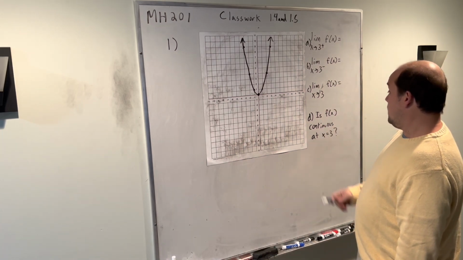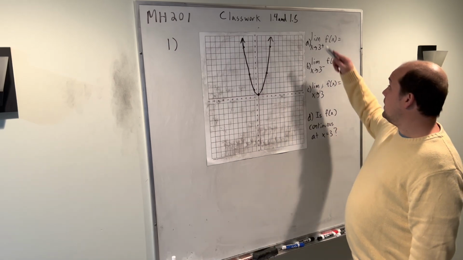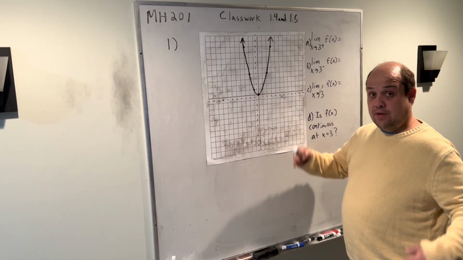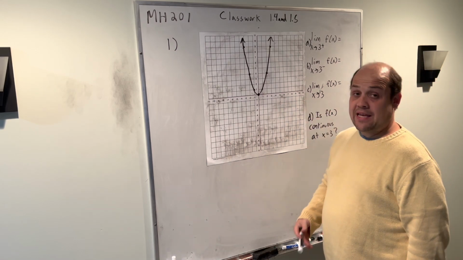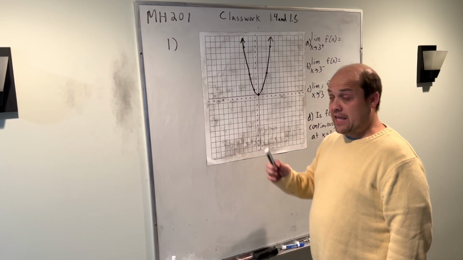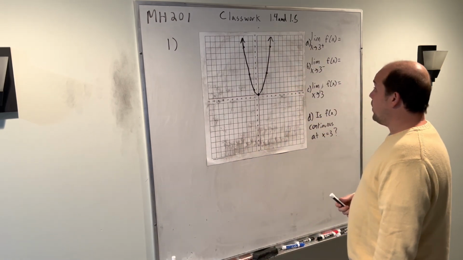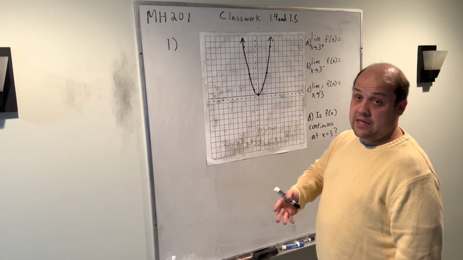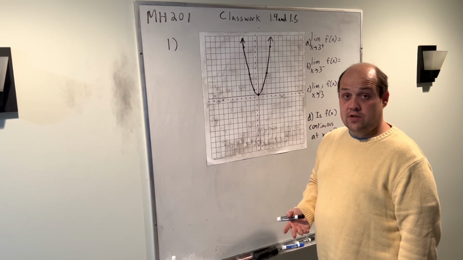For f of x to be continuous at x equals 3, the limit needs to exist, it needs to be the same from both sides, and f of that value needs to be equal to whatever the limit is. So I can't just have a hole in the graph taking me away at that one specific point, which is similar to stuff that we did in 1.3 where we found those indeterminate cases, 0 over 0.